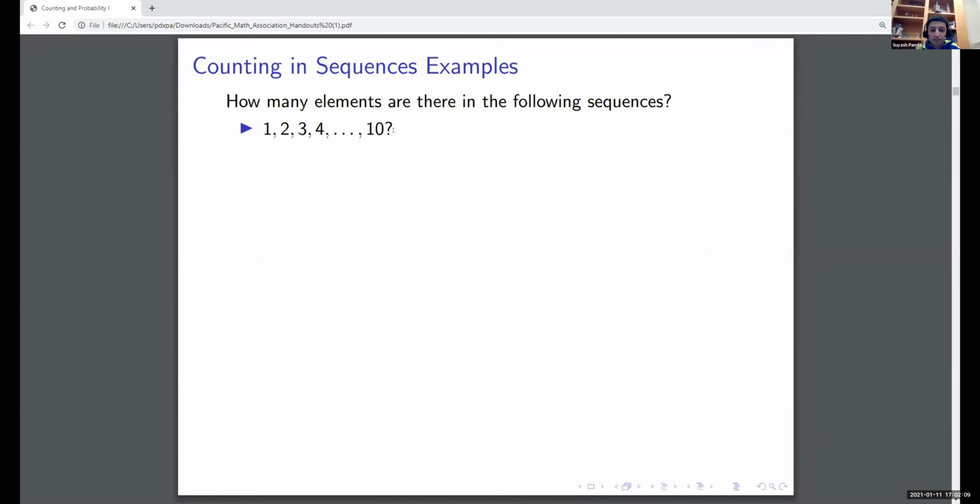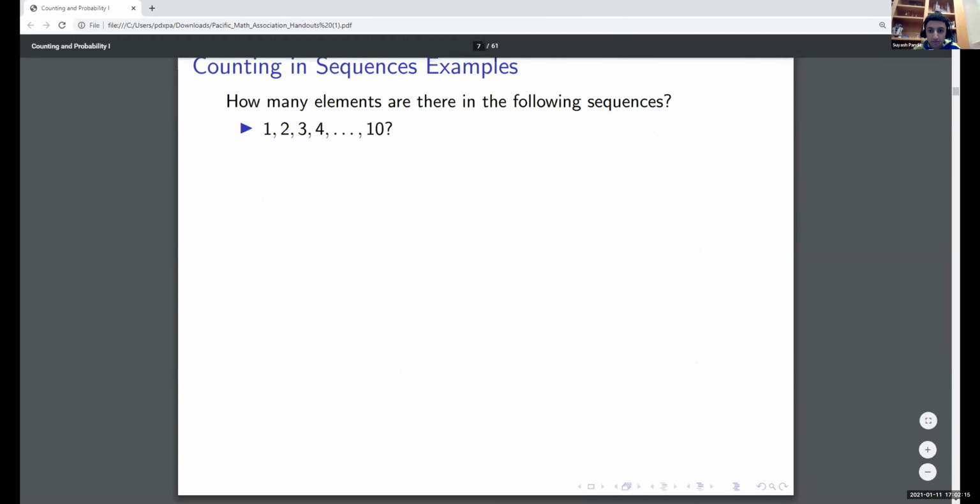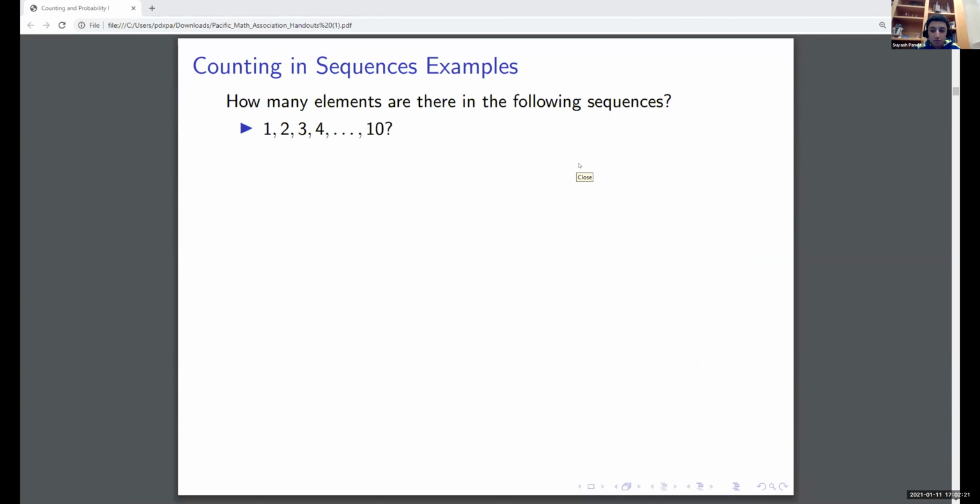So how many elements are there in this sequence? Just someone yell it out. 10. So it's 1, 2, 3, 4, all the way to 10. That's 10 elements, okay? Right, so clearly 10.